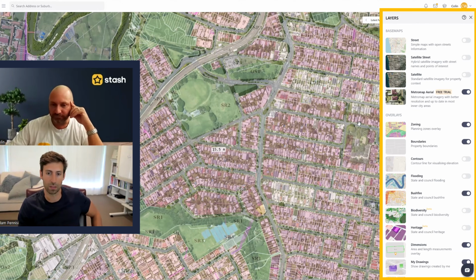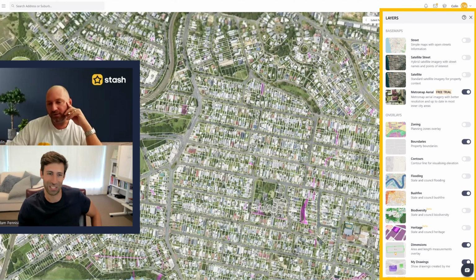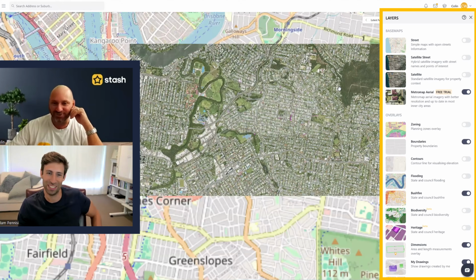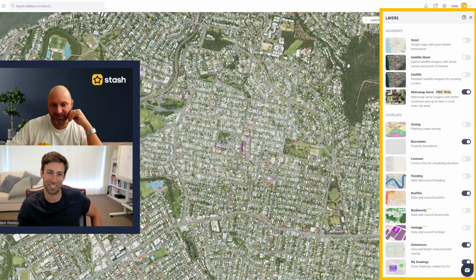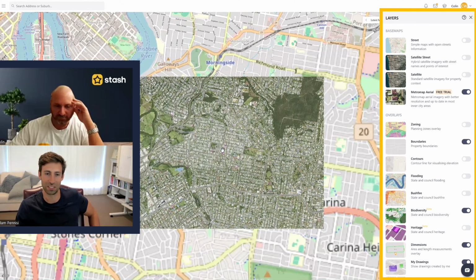Bushfire is another one. Certain areas, certainly in the middle of Brisbane, it's probably not as important, but there are buffer zones, so that will come in. Any bushfire zoning layers, probably not much here. Biodiversity is another one. That's a big one that I turn on all the time.